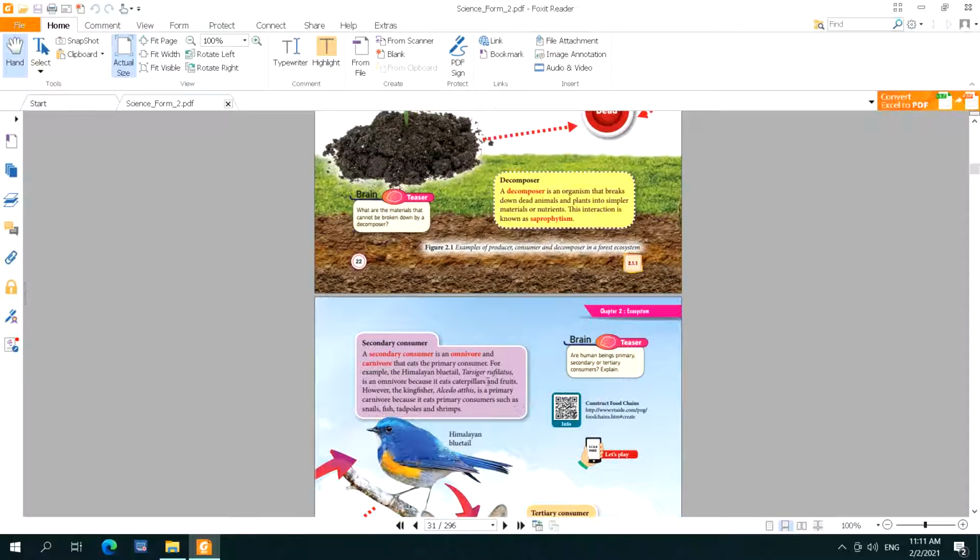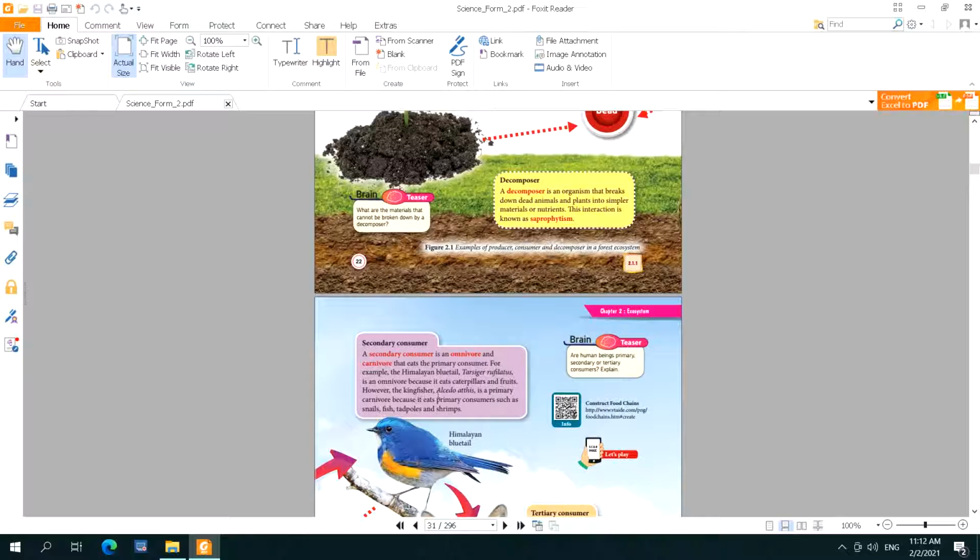And then we go to secondary consumer. Secondary consumer is an organism that eats primary consumer. Most of them are omnivores, and also we have carnivores. Carnivore means they eat meat. For example, the Himalayan bluetail, Tarsiger rufilatus, is an omnivore. This is an example of omnivore. Why? Because they eat caterpillars and fruits.